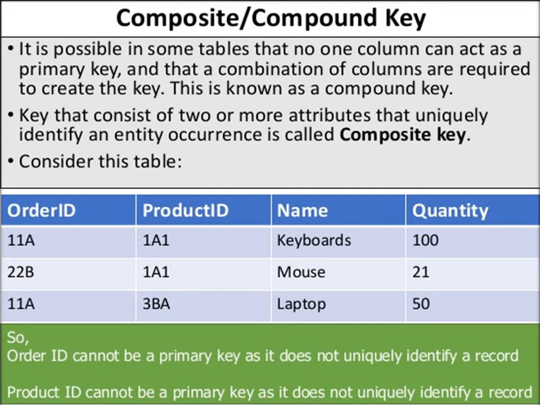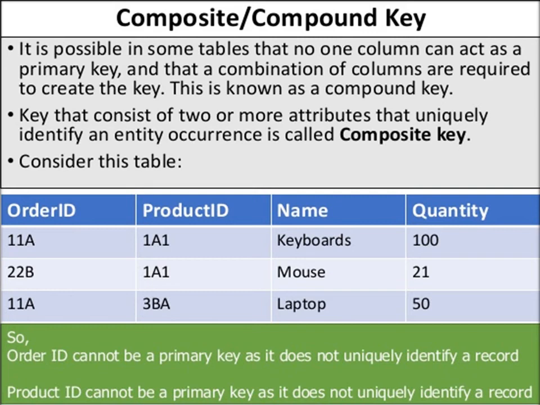So what to do? What is the solution for that? First of all, order ID and product ID cannot be chosen as a primary key individually. But what we can do is use the combination of these two columns to create the primary key. This will be known as a compound key. So when there is no column that can act as a primary key, and we choose a combination of columns to create the key, it is known as a compound key.